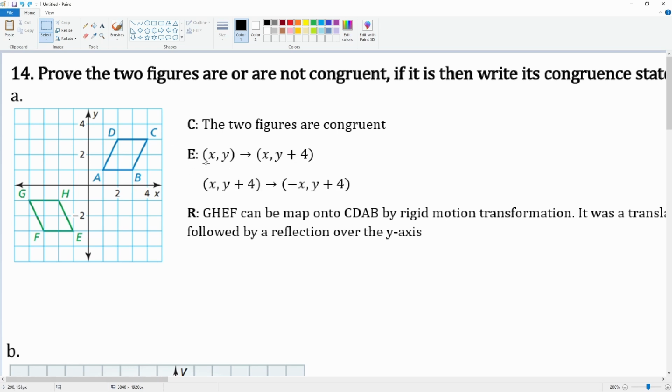Okay, the x comma y arrow, x comma y plus 4 represents the 4 units up. Then the second one is showing the reflection over the y-axis. You put the negative onto the x. Okay, right? Then you can write the congruency statement. But this is what I'm looking for: a claim, an evidence, and a reasoning.